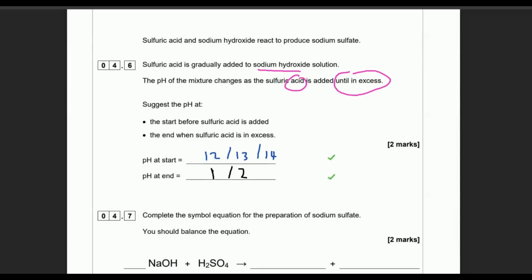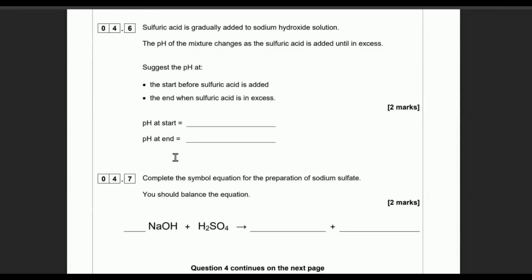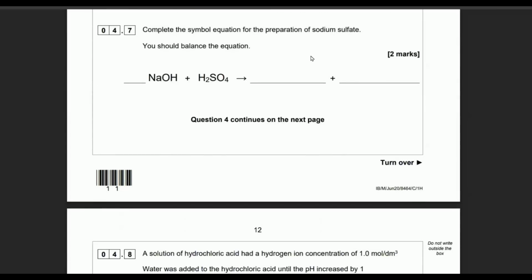There we go. Right. Complete this symbol equation for the preparation of sodium sulfate. You should balance the equation. So we've got sodium hydroxide here. That's a metal base. We've got sulfuric acid. We're going to make sodium sulfate. This is a very hard equation, actually.